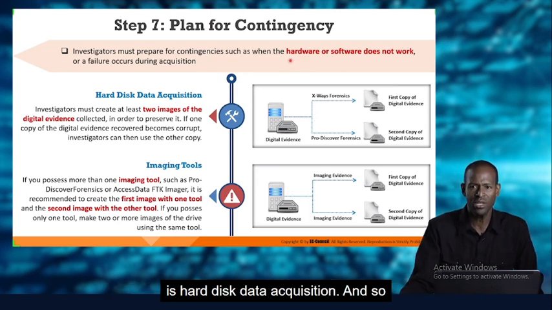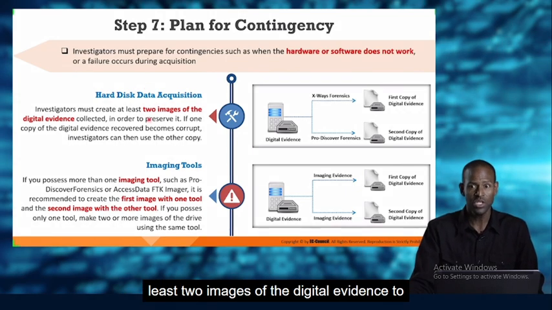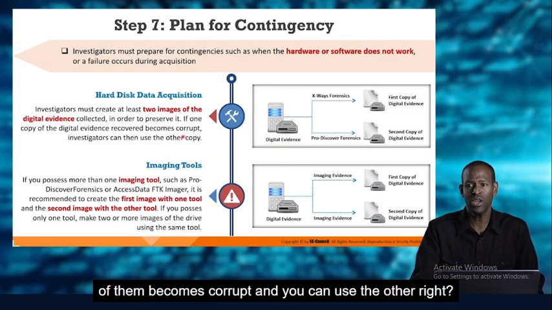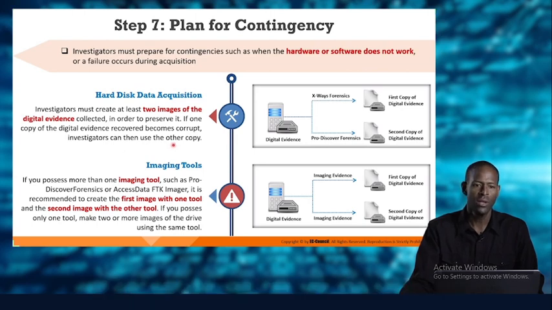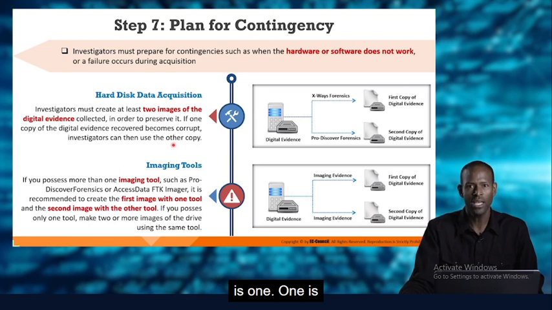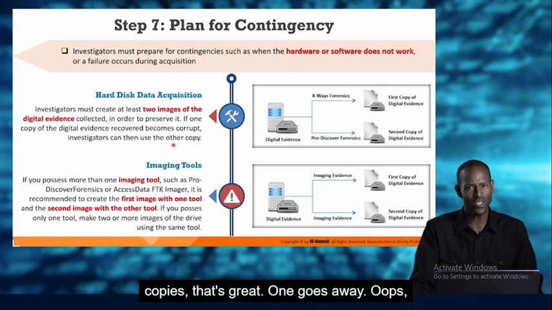So we're going to look at several areas here. Number 1 is hard disk data acquisition. And so you want, as an investigator, to create at least 2 images of the digital evidence to preserve it. If one of them becomes corrupt, then you can use the other, right? What we like to say is 2 is 1, 1 is none. So if you have 2 copies, that's great.